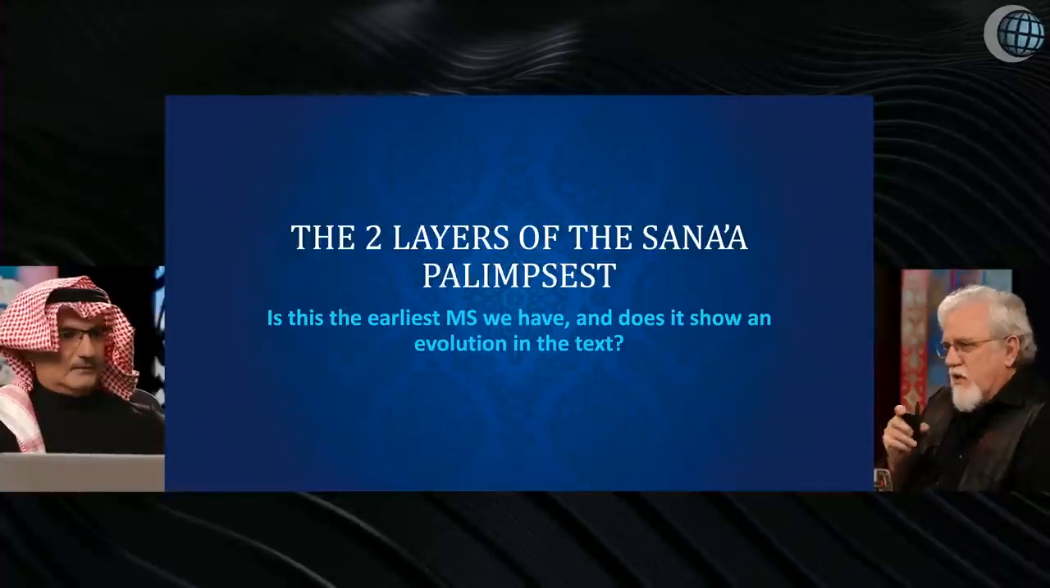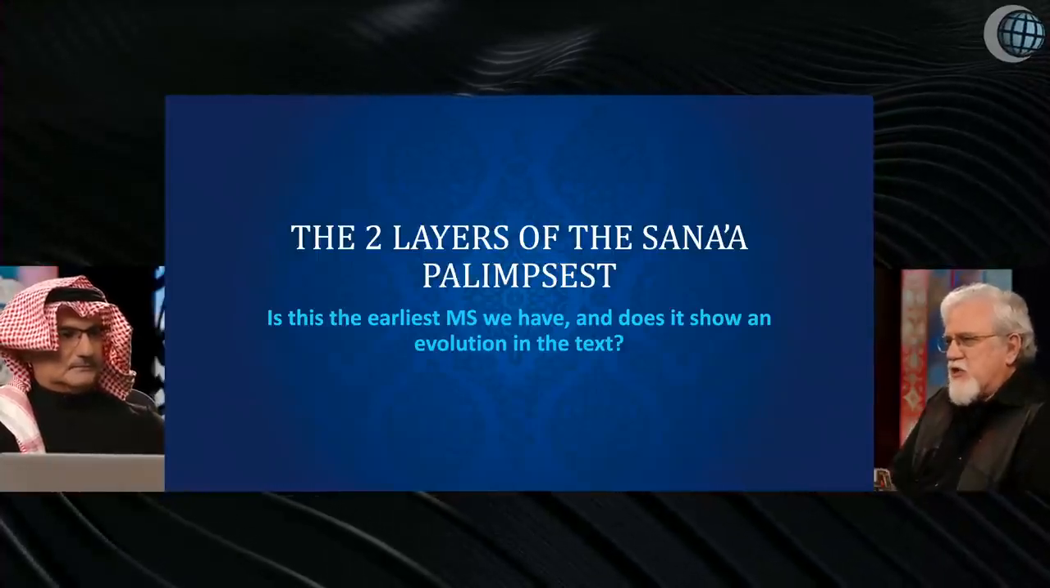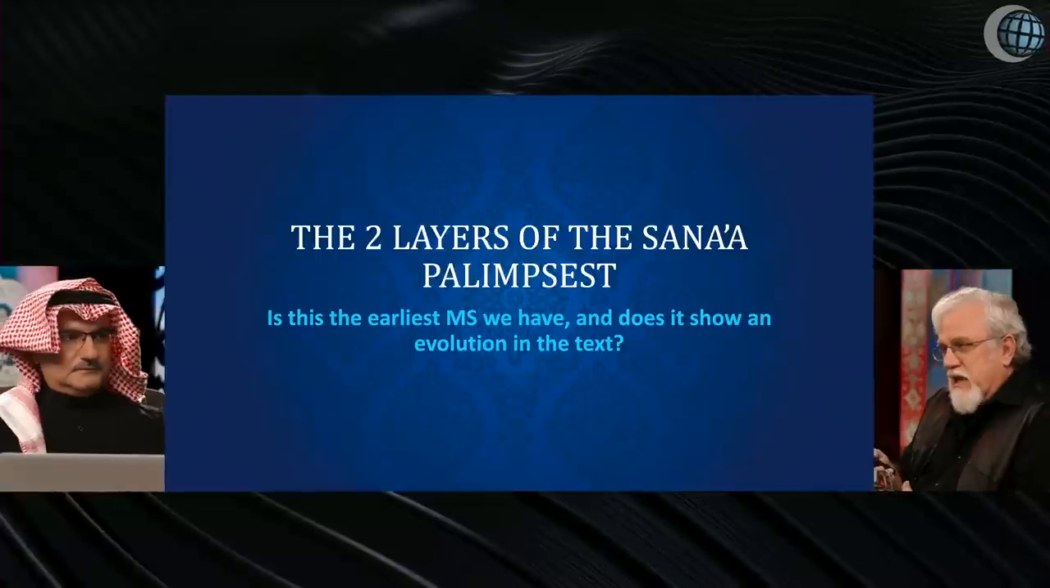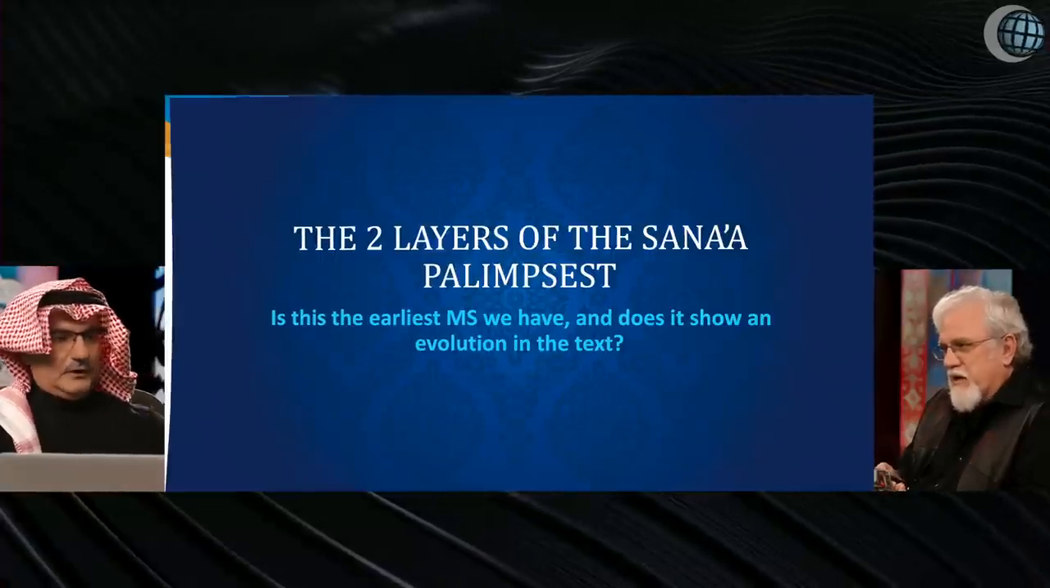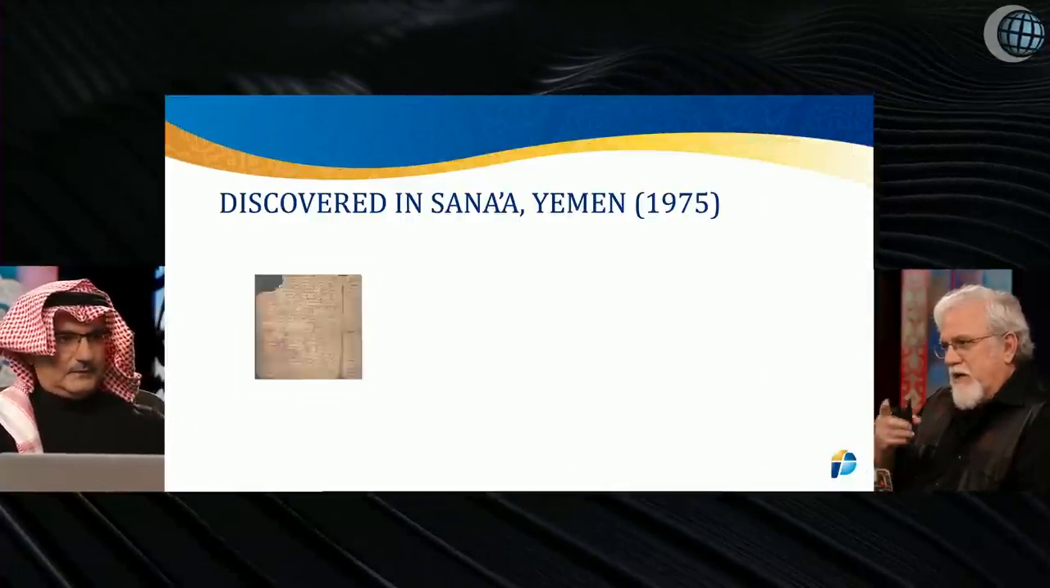What I want to do is go to the slides and talk about this, the lower and upper layer. You can see the two layers of the Sana palimpsest. Is this the earliest manuscript we have? And does it show an evolution in the text? That's the question we wanted to ask. Here we go.